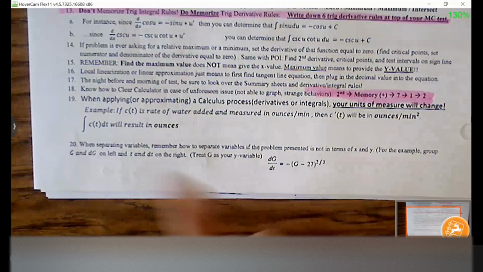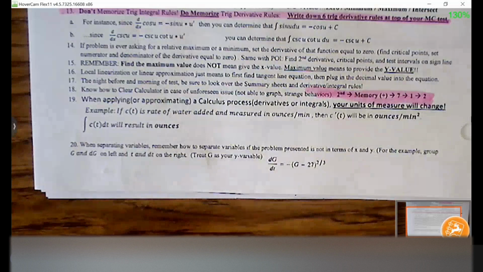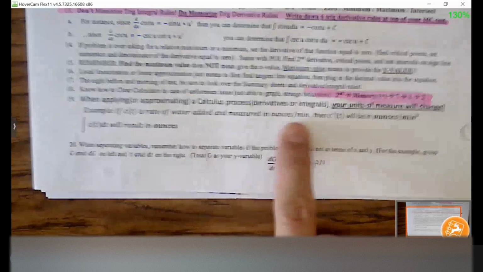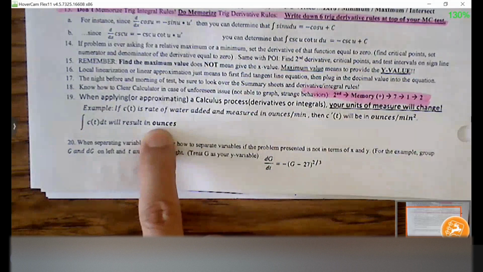What I want to make sure that we also understand is if you take the integral, that you make sure that you change your units as well. Okay, that means if I start off with ounces per minute, the integral process is going to push that unit to be ounces, right?